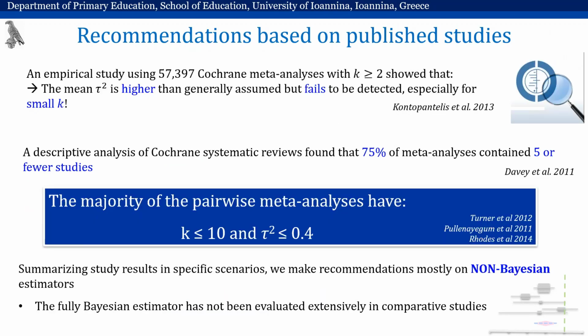An empirical study using around 60,000 Cochrane meta-analyses has shown that heterogeneity fails to be detected and is generally higher than what is assumed. So we need alternative methods to better estimate heterogeneity. According to empirical studies, the majority of pairwise meta-analyses include fewer than 10 studies and a small between-study variance. So in the next few slides, we will summarize the results for all the non-Bayesian estimators, and we select this because Bayesian estimators have not been evaluated extensively in the comparative studies.